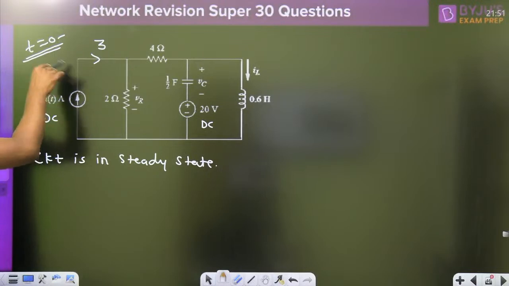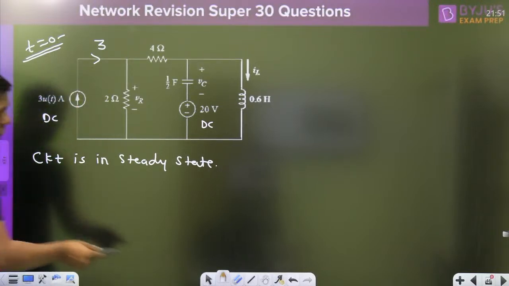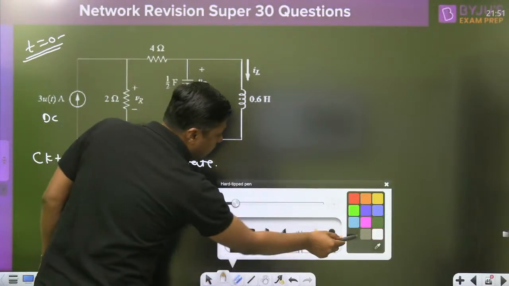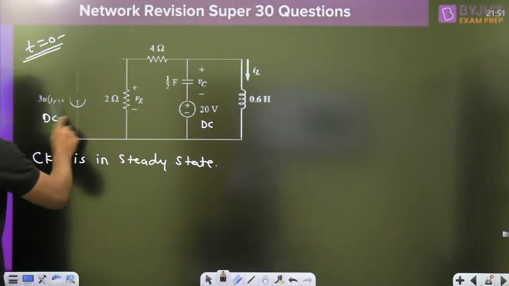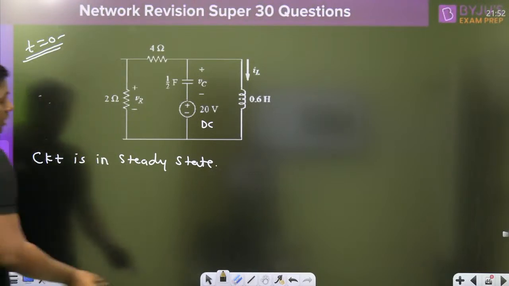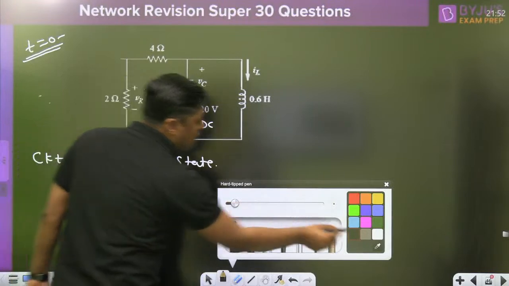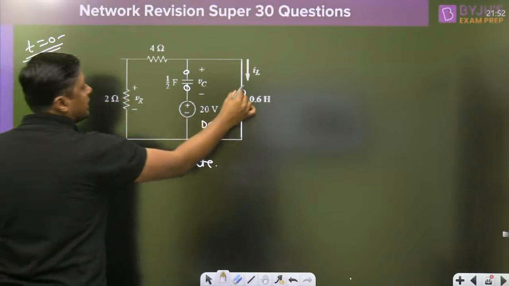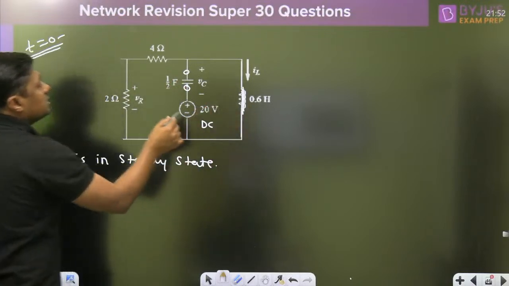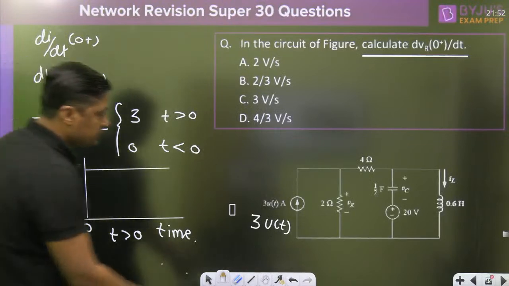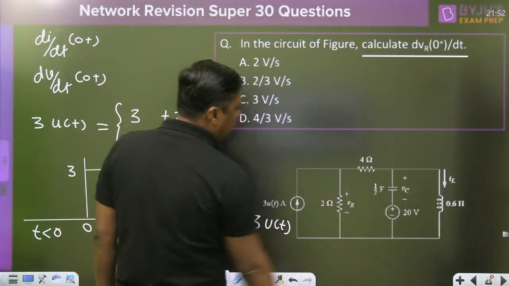For t less than 0, the current source will act as an open circuit, so simply remove this current source. The capacitor will act as an open circuit under steady state. The inductor will act as a short circuit. This is a 20 volt battery. Try to understand: the current source acts as open circuit, with the 20 volt battery and IL.